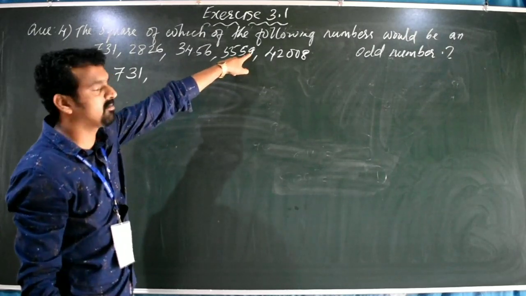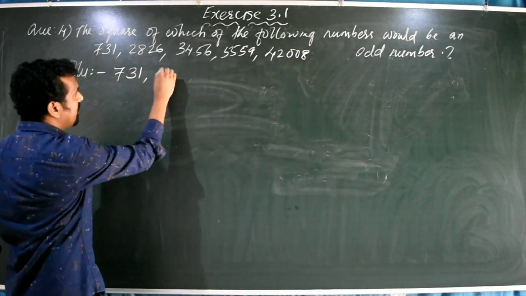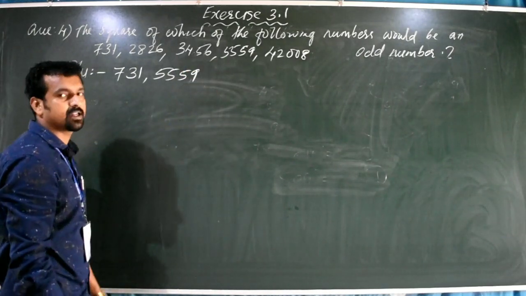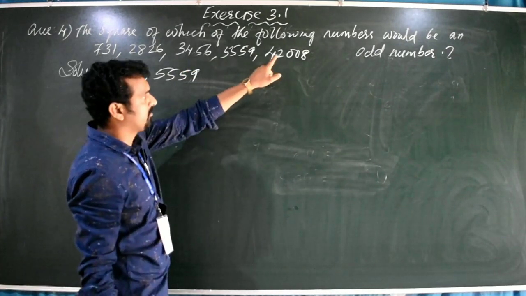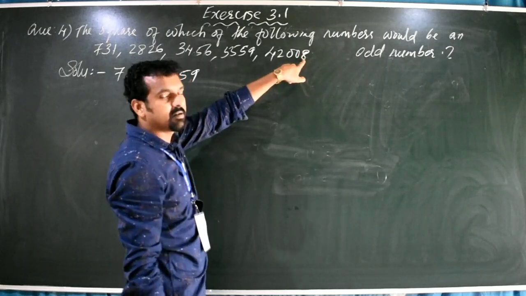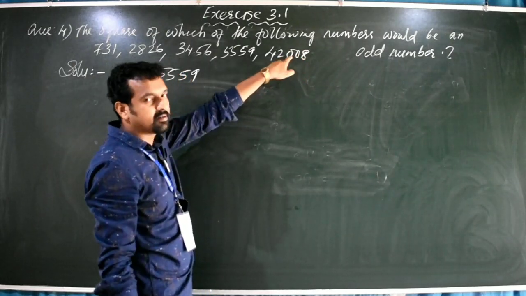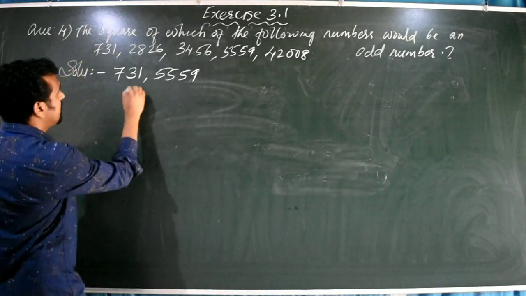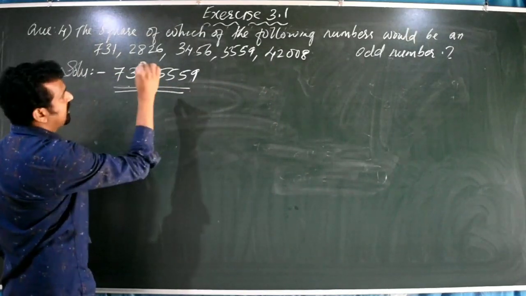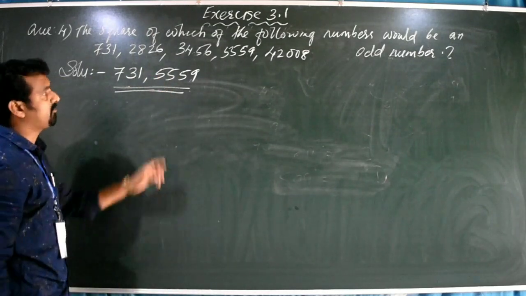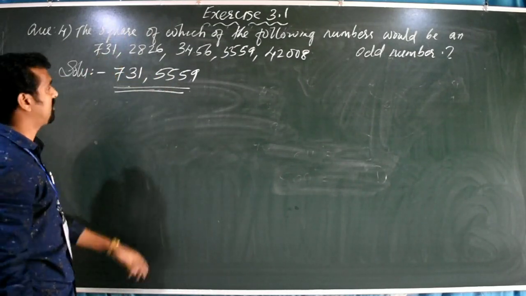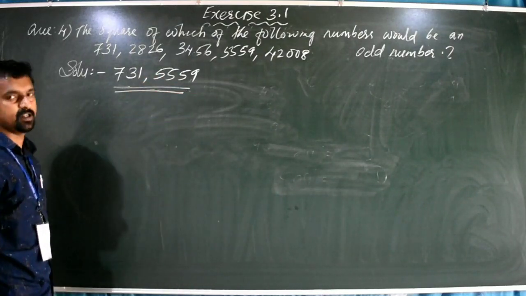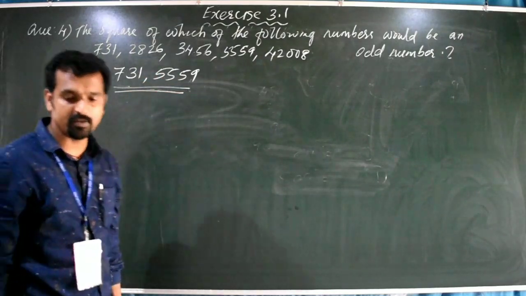5559 is an odd number. If we find out the square of 5559, then we will get an odd number. Now next one, 42,008, even number or odd number? It is an even number, so we are going to get an even number only if we find the square. So these two numbers only will give an odd number if we find the square. So the answer is 731 and 5559 only.